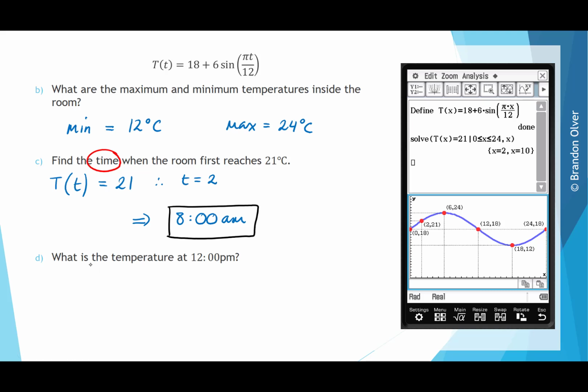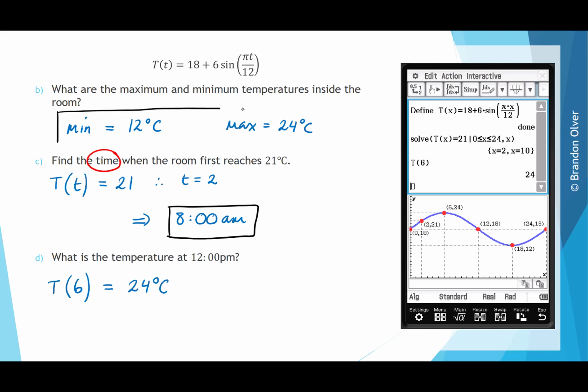For part D, we're asked what is the temperature at 12 p.m. So that is 6 hours after 6 a.m. So we're asked to evaluate T of 6. To evaluate the temperature when t equals 6, on the calculator we can drag this down and replace x with 6, and hitting execute will give us a temperature of 24 degrees, which is the same maximum point that we found on our graph. So from the calculator we found that that is equal to 24 degrees Celsius, which is the maximum temperature that we found back up in part B.